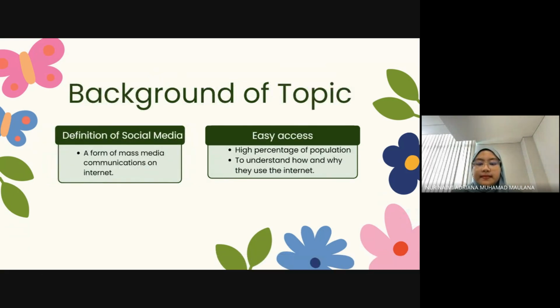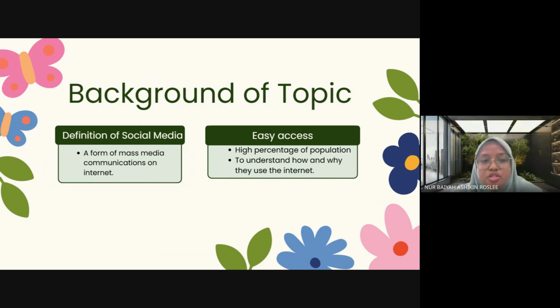Okay, for the background of the topic, the definition of social media is a form of mass media communication on the internet, such as websites for social networking and microblogging. Other than that, social media also has easy access because a high percentage of the population has access to the internet, making it important to study user behavior.